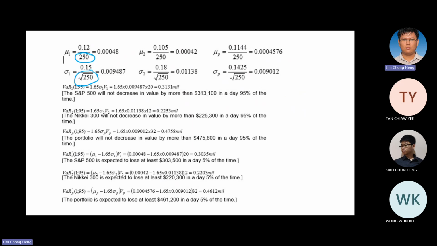Okay, this is where the majority of your seniors made the mistake. Either they both square root, or they both never square root. Or some of them are confused. They apply no square root to the standard deviation and square root to the return.